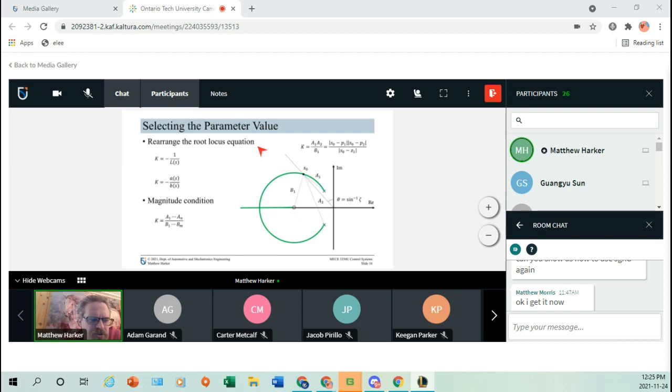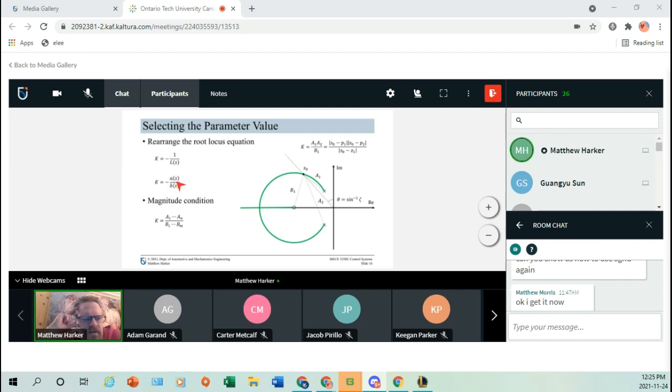But just to show you where the formula would come from, we basically want this point here, and if this point is on the locus, basically that magnitude condition has to be satisfied. So what we would do is rearrange the root locus equation just to solve for K. That's what we're interested in. So it's -1 over the loop transfer function. In terms of our polynomials, it looks like that.